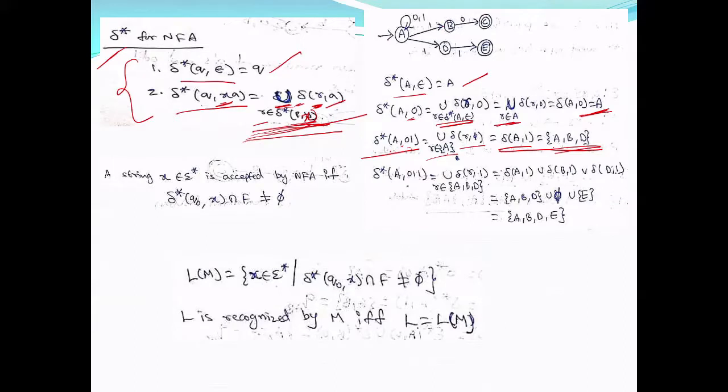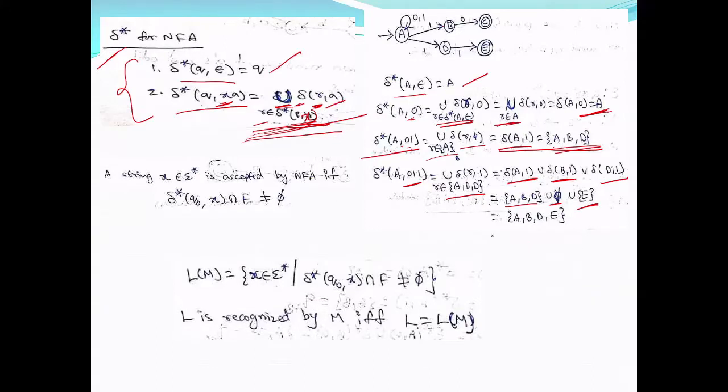Now suppose I give 0 1 1. Then what happens? If I give 0 1, I am ending in A, B, D. So if I end up in A, then I will take up the next one and I will see what happens. If I end up in B, then I will take B and take 1. If I end up in D, then I will start in D and take the next one. So what happens? A on 1 is A, B, D. B on 1 is phi, B on 1 is no transition. D on 1 is E.